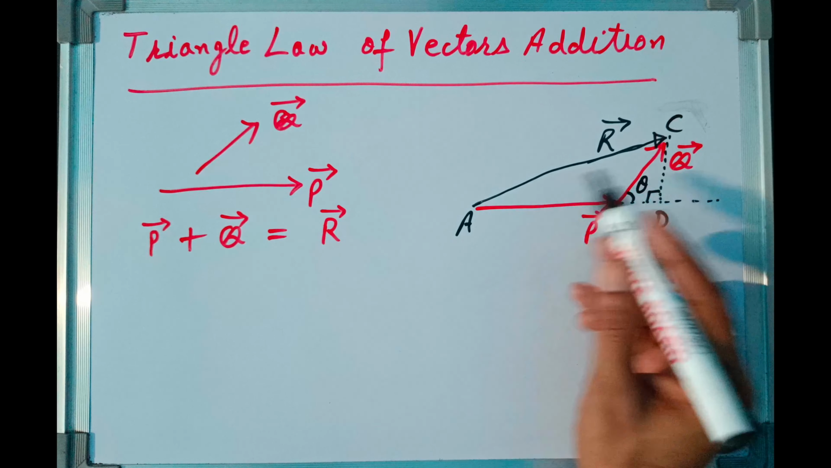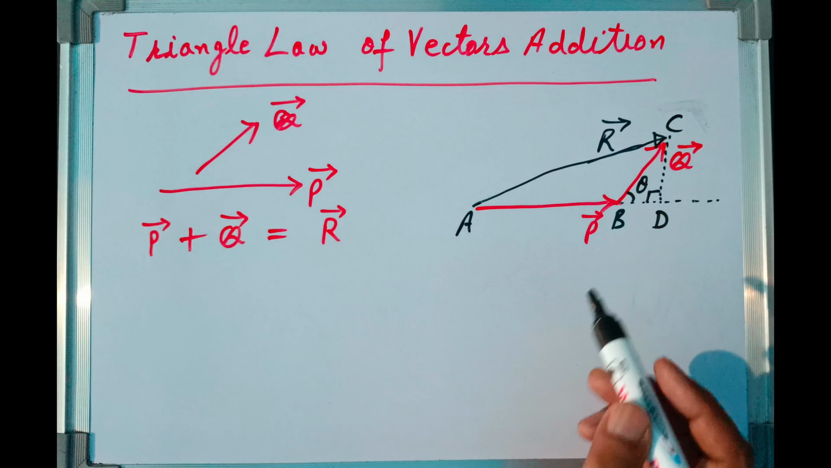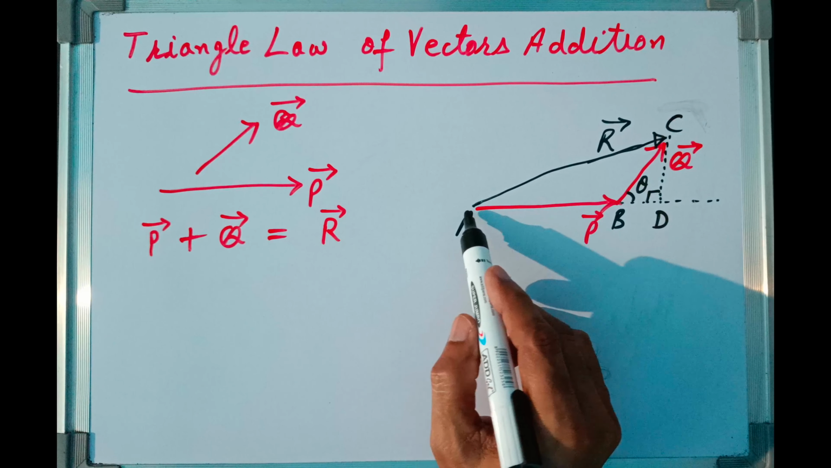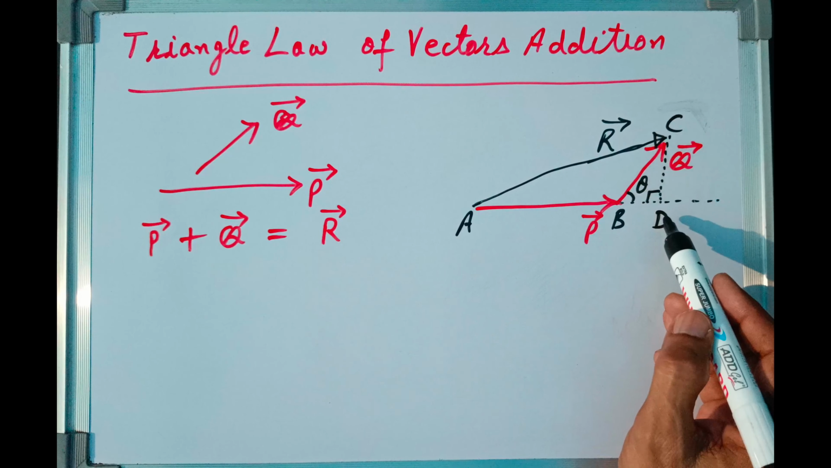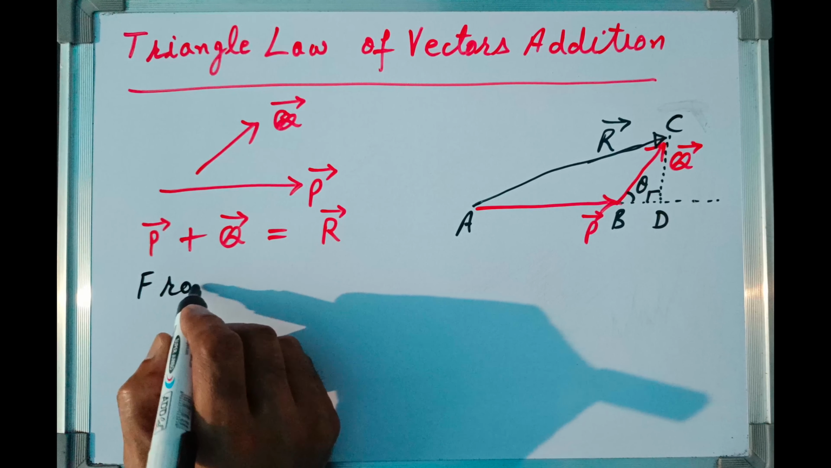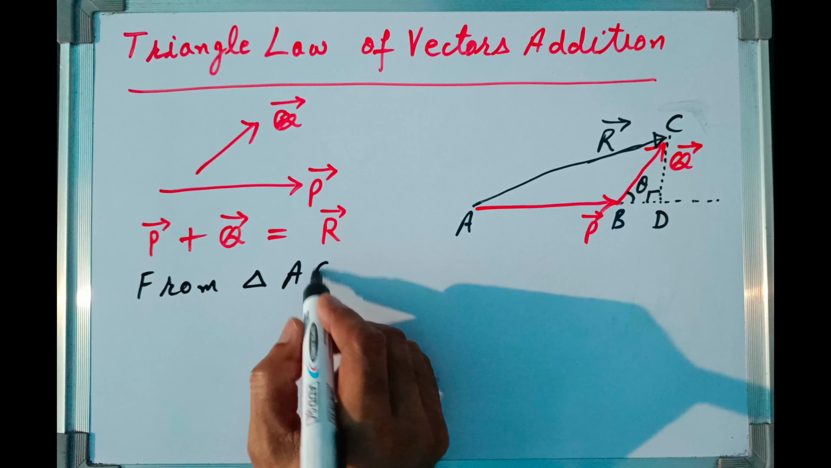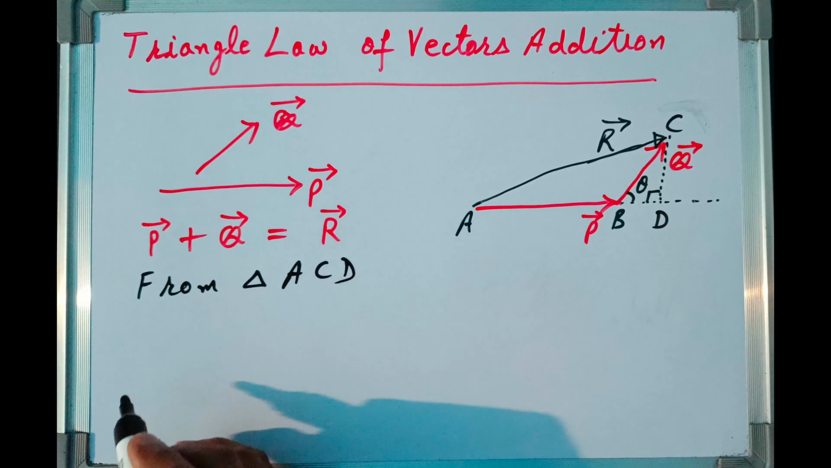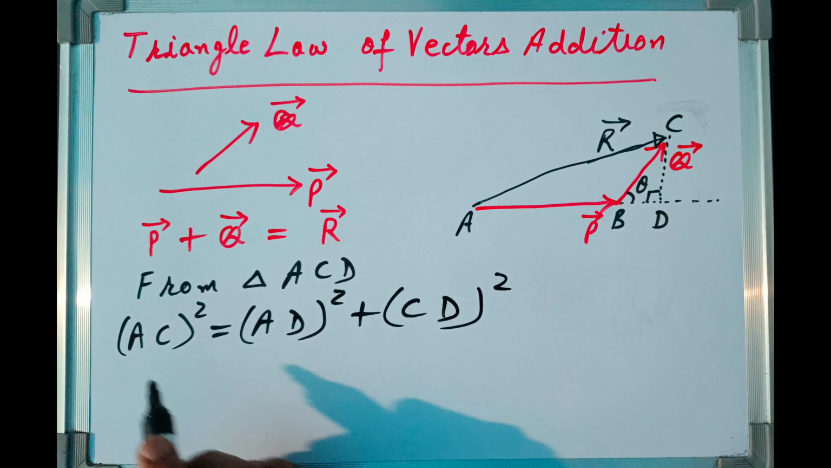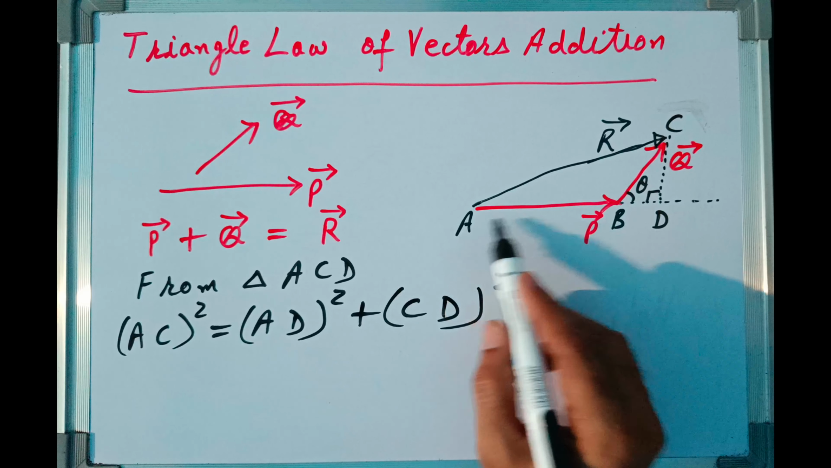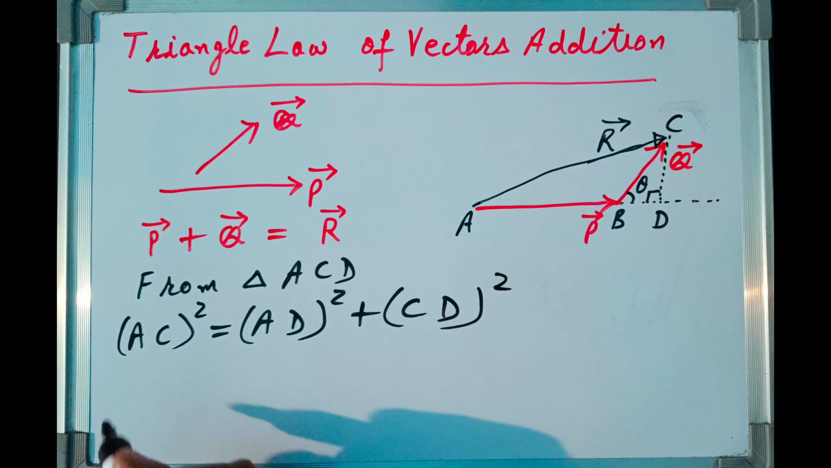By using this diagram, we can calculate magnitude of resultant vector. Let's apply Pythagoras theorem in triangle ACD. It is a right angle triangle, so Pythagoras theorem can be applied to this. From triangle ACD, we can write AC square is equal to AD square plus CD square. Means hypotenuse square is equal to base square plus perpendicular square.